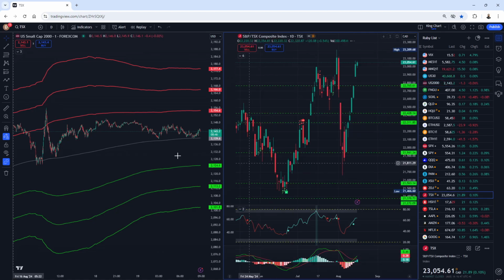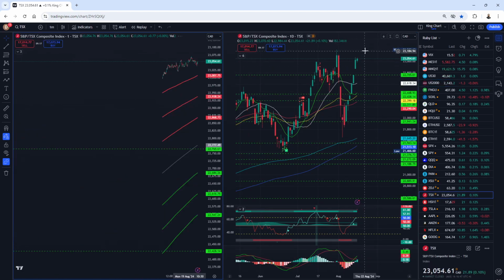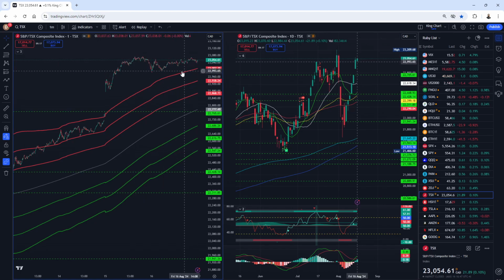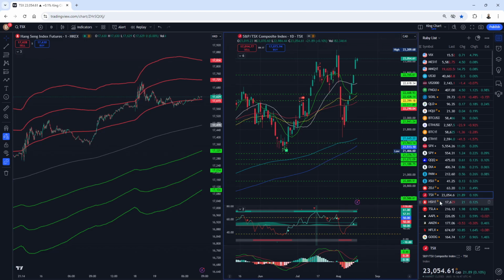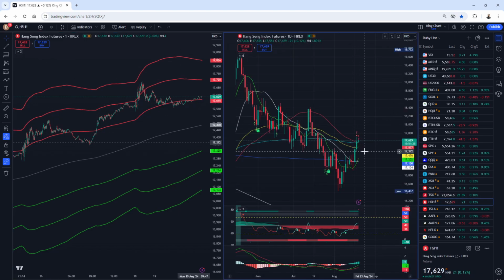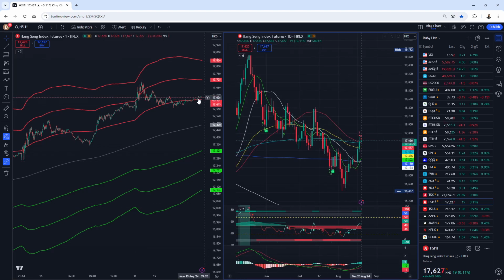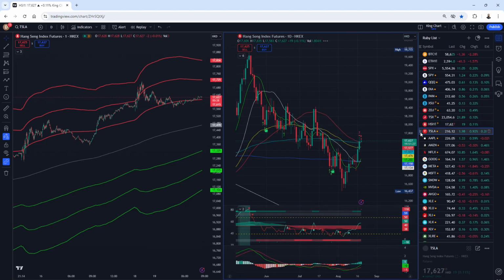Let's look at Toronto Stock Exchange, TSX, very bullish move. You should be looking to exit here, take profits, wait for some cool down. Hang Seng Index, China, also nice moves here. Alibaba was pushing, it's in a sell zone here, getting an 8 count sell signal. Look to take profits on Chinese stocks.